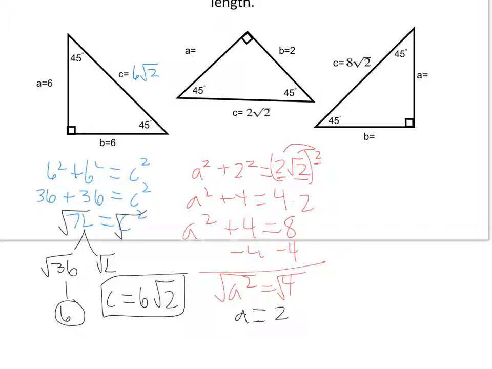Just wanted to change colors there. So here I'm going to write a equals 2. Okay, so let's back up. In the first triangle, we had 6 for a leg and 6 for the other leg.